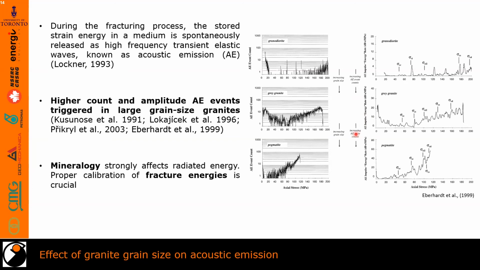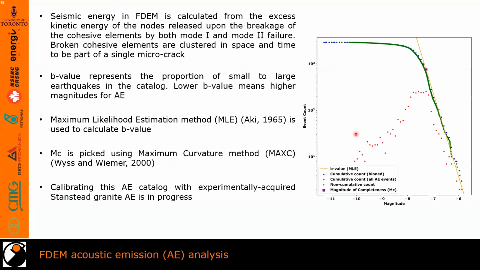Another important aspect of acoustic emission is the mineralogy of rock samples. Fracture energy of the mineral phases should be calibrated properly to reproduce laboratory acoustic emission using numerical models. Seismic energy in FDEM is calculated using the excess kinetic energy of the nodes of the broken cohesive elements, and it depends on the fracture energy values of both mode 1 and mode 2. Those broken cohesive crack elements are clustered in time and space to give a realistic magnitude that is consistent with the power law frequency-magnitude distribution. This can be considered an analogy to the breakage of individual asperities along the fault in a single large earthquake.